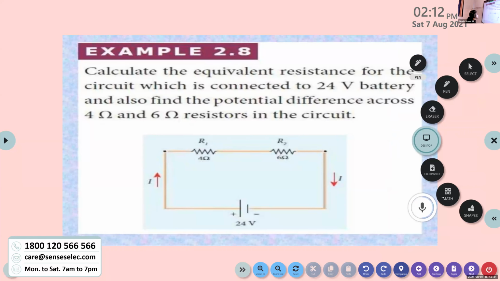Okay, here you have the question. Calculate the equivalent resistance for the circuit which is connected to a 24-volt battery and also find the potential difference across 4 ohm and 6 ohm resistors in the circuit.